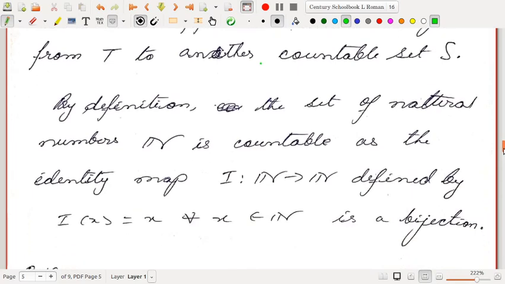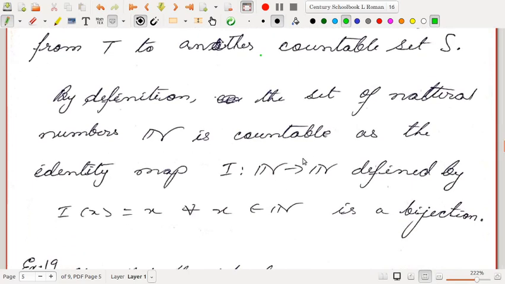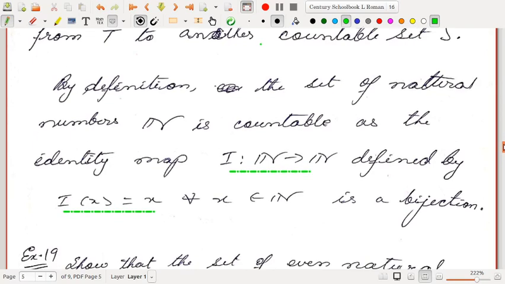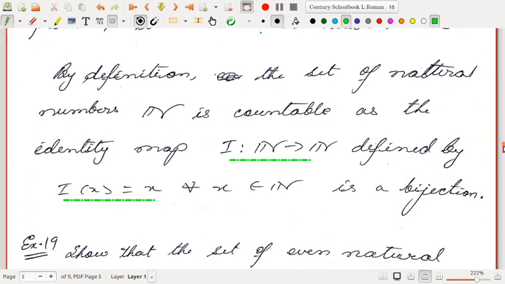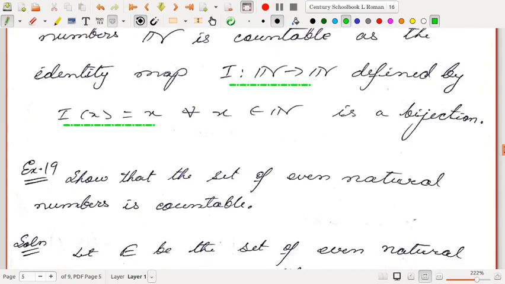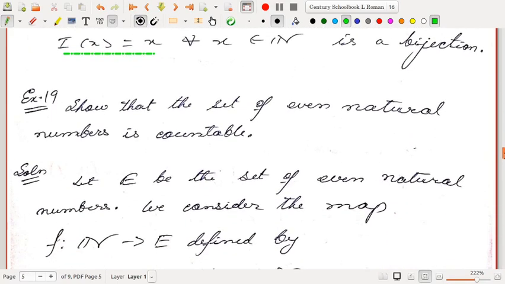By definition, the set of natural numbers N is countable, because the identity map I from N to N defined by I(x) equal to x for all x is always a bijection, right? So the set of natural numbers itself is a countable set, and it is actually a countably infinite set because there are infinitely many natural numbers.